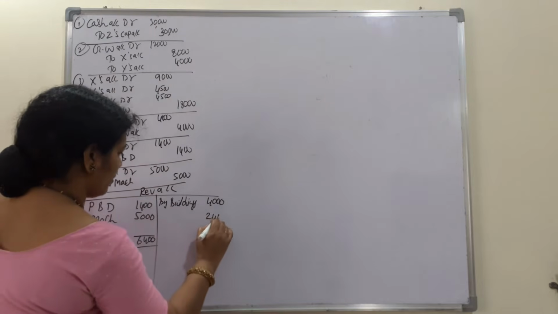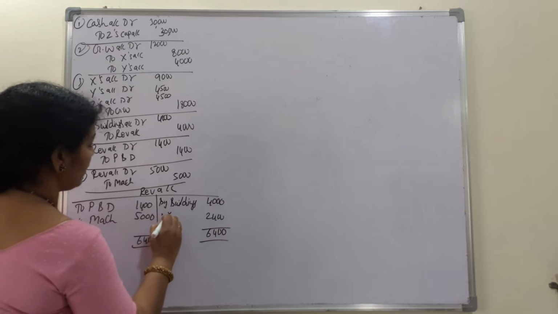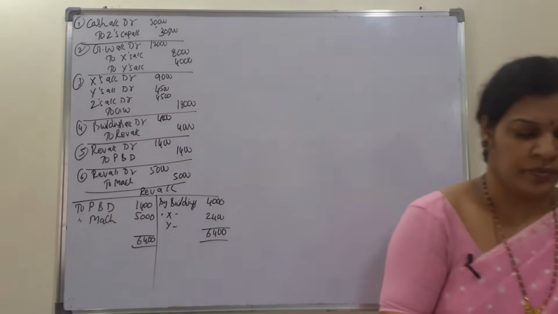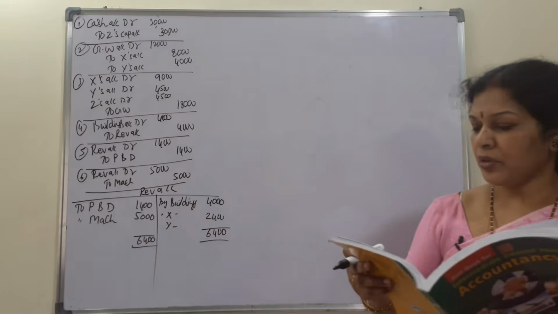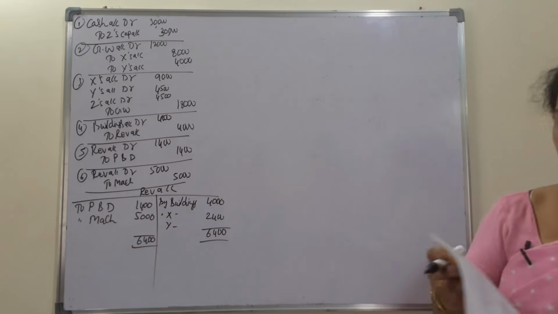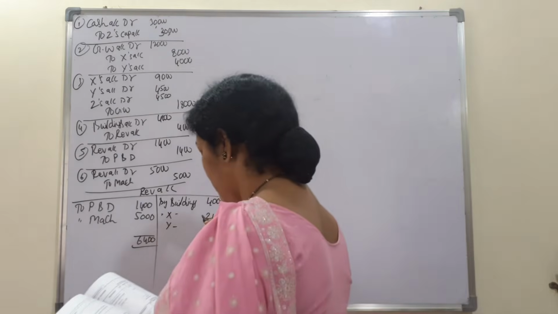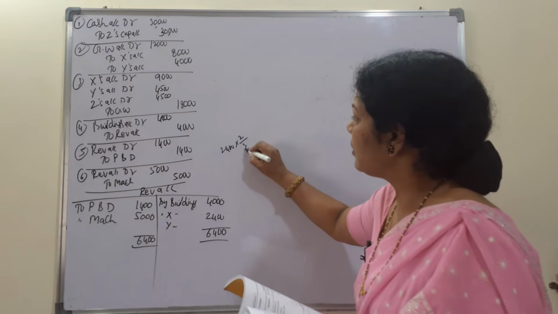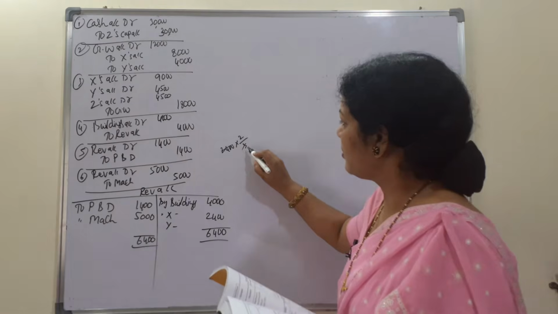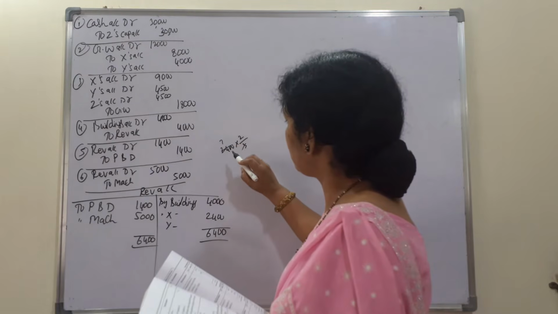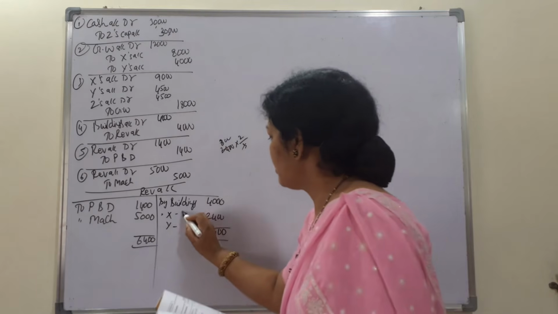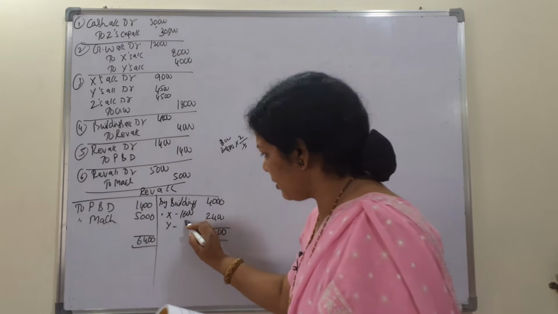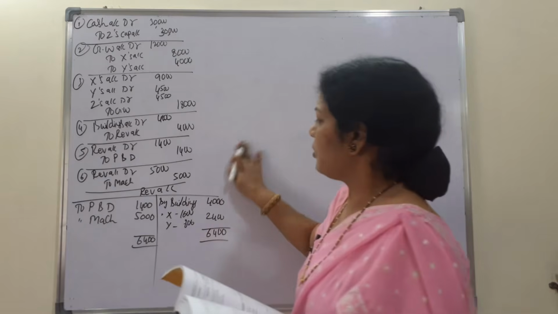This 2,400 is the loss. So this is to be distributed to X and Y in the ratio of 2:1. 2:1 means 2,400 into 2/3, which is 1,600, and the remainder is 2,400 minus 1,600, which is 800. So the revaluation account is over.